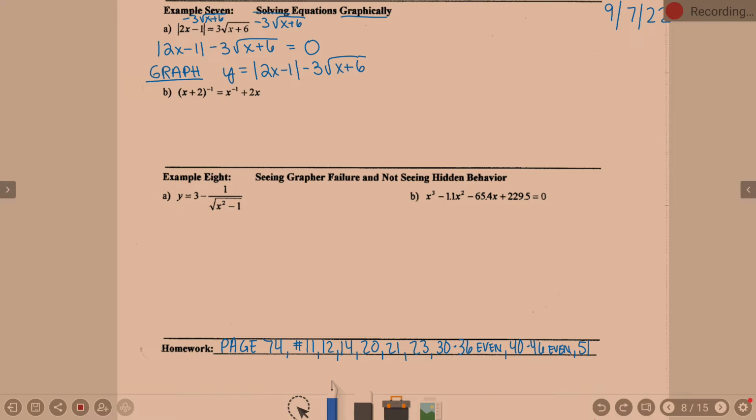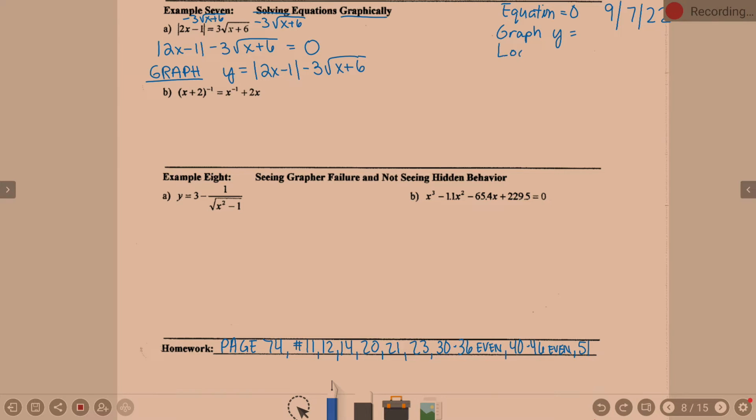Where are the solutions to this equation? Your zeros, your x-intercepts, yes? And we have a way on the calculator that we can find those, yes? So here's kind of your steps today. We set our equation equal to 0. We graph y equals the equation.